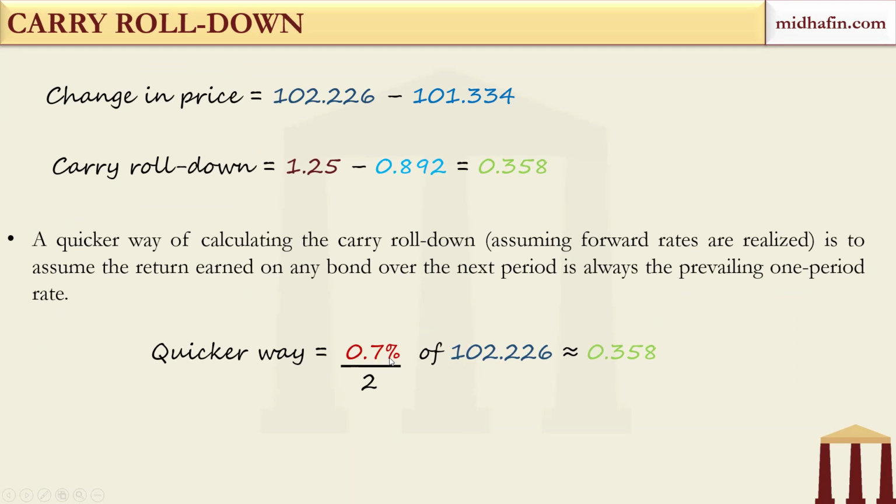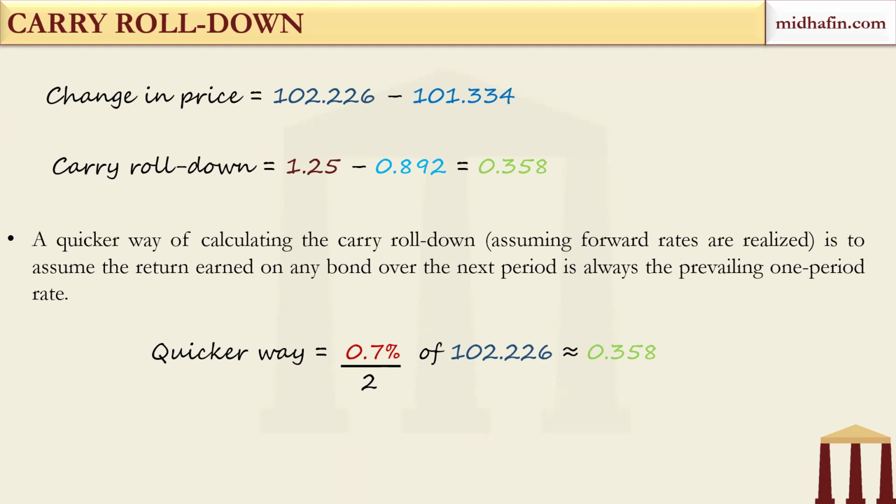So 0.7% was the interest rate for the first period. Now the first period has passed. So what is the interest earned on that period? This 0.7% was for 1 year, so for one period, that is 6 months, it will be 0.7% by 2. You multiply it with the price of the bond. You get the answer 0.358. That's the quicker way to do it.